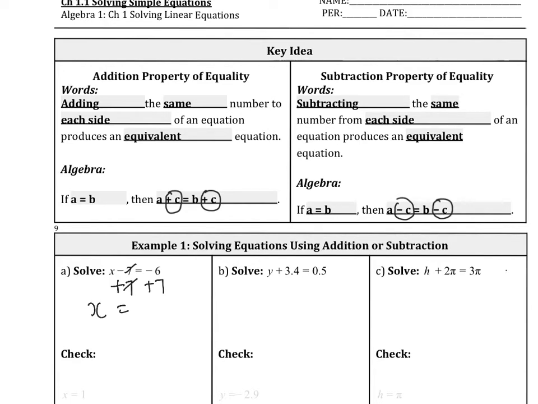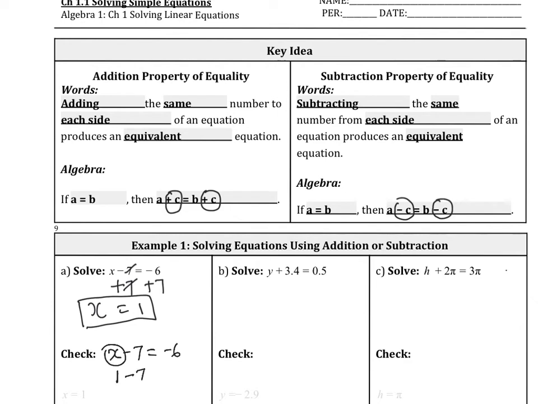Now negative 6 plus 7 would give you positive 1. That's the value of x you're going to get. Now you're going to see if the x value you got is correct or not by checking it. To check that x value, you have to plug this x value back into the main equation. So, x minus 7 equals negative 6. Here you would put the x value as 1.